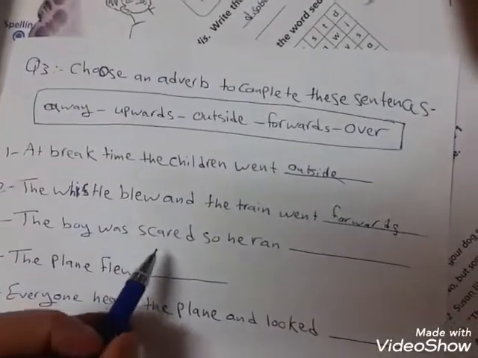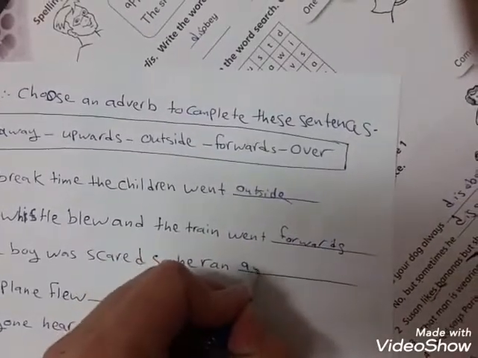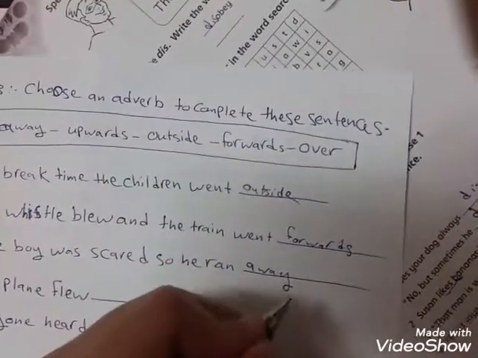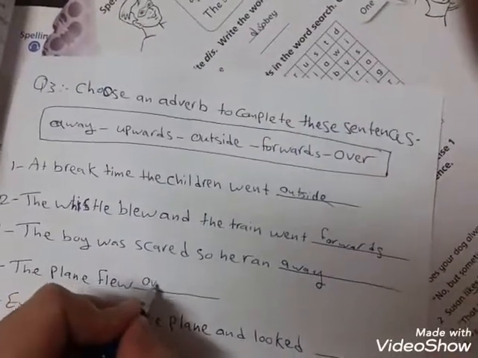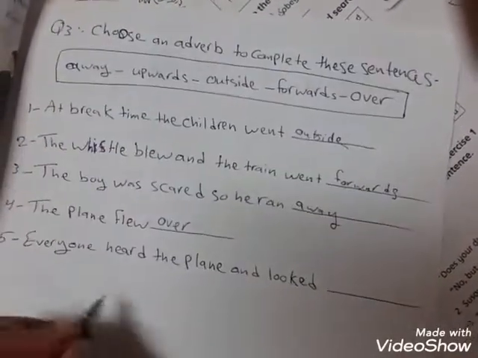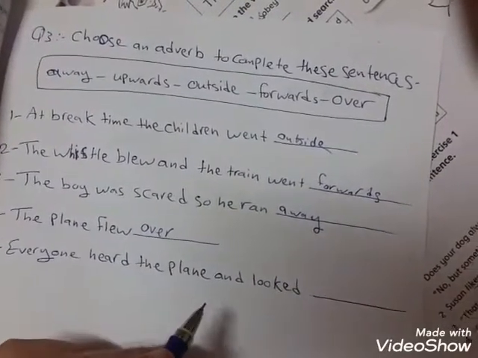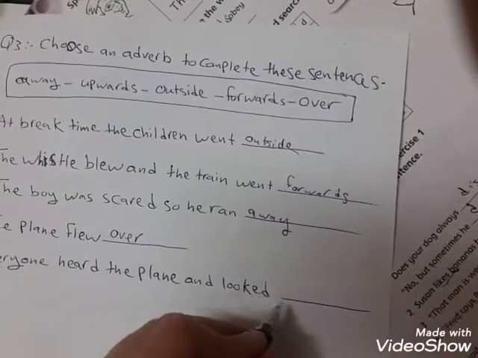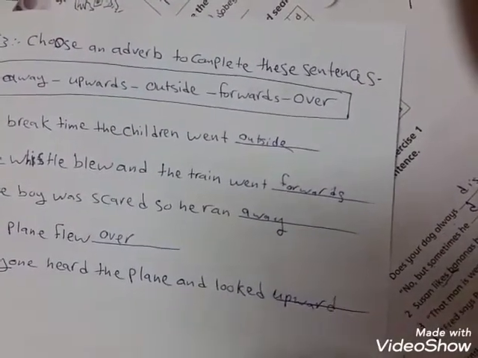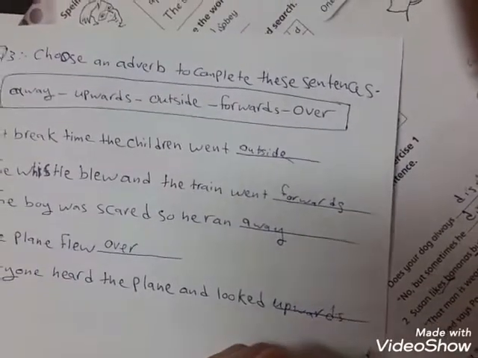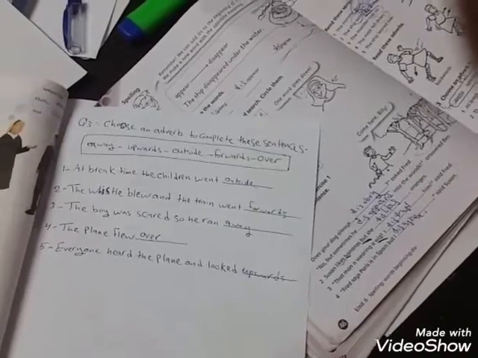The boy was scared, so he ran away. He escaped. The plane flew over. Everyone heard the plane and looked upwards. When you hear a plane, you look upwards to see the plane. This is the adverb of place.